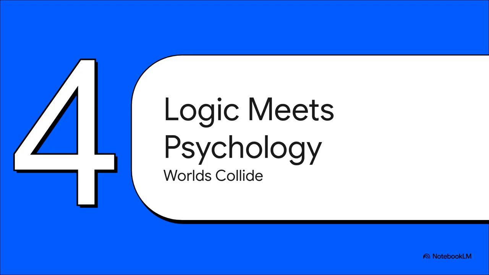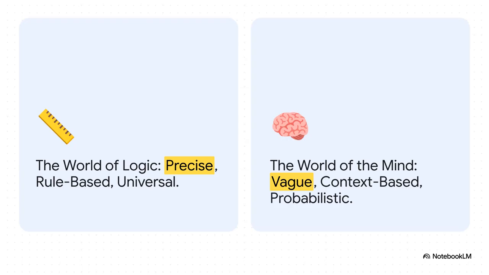So where does all this leave us? We've got this rigid, rule-based world of logic on one side, and the flexible, context-based world of the mind on the other. And it turns out, you really can't have one without the other. To get the whole story, you've got to bring these two worlds together. And this contrast, right here, this is the whole story.